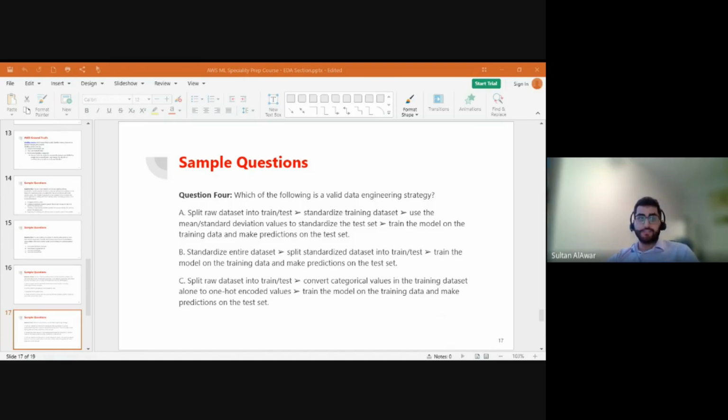Option C is to split the data into train and test, convert categorical values in the training set, and then train the model on the training data and make predictions on the test set.